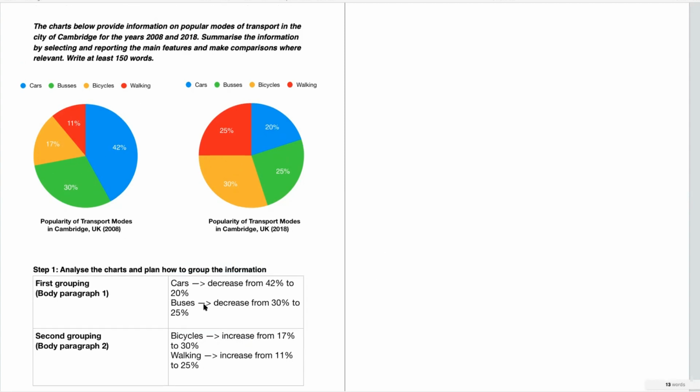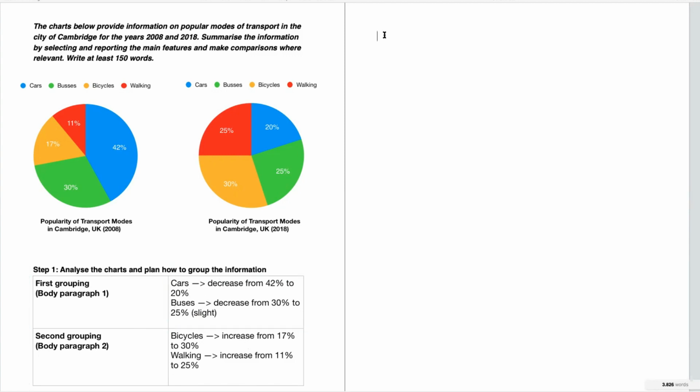Now, I do also want to note whenever I write in my essay that the decrease from 30% to 25% for buses was slight, and especially when compared to cars, that decrease is quite large. So that is something I'm going to talk about.